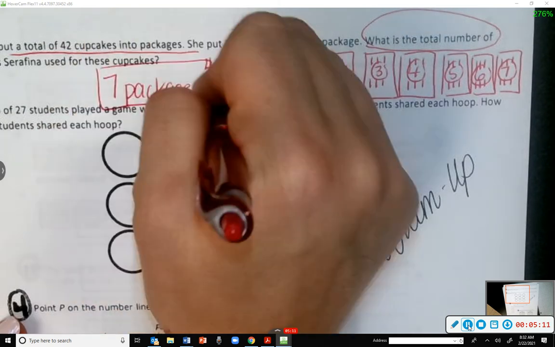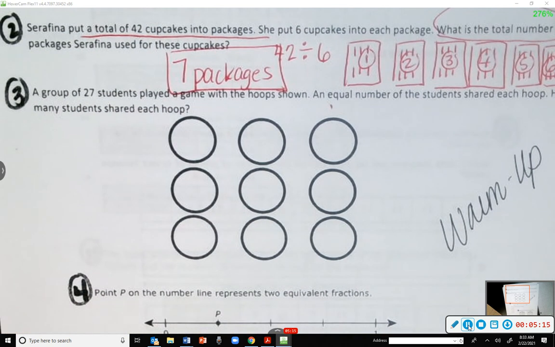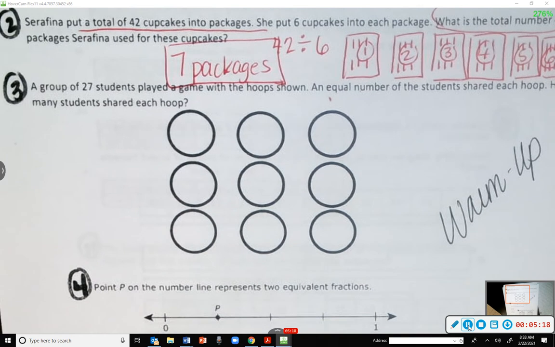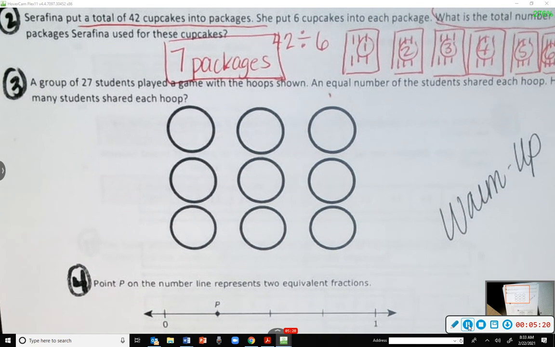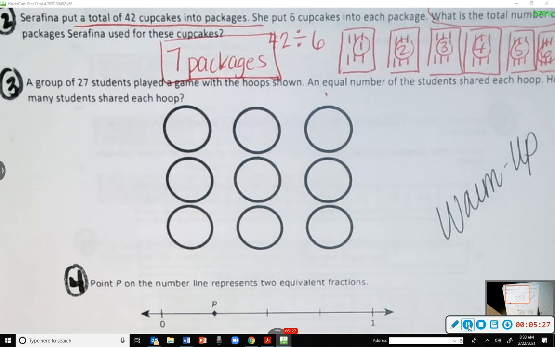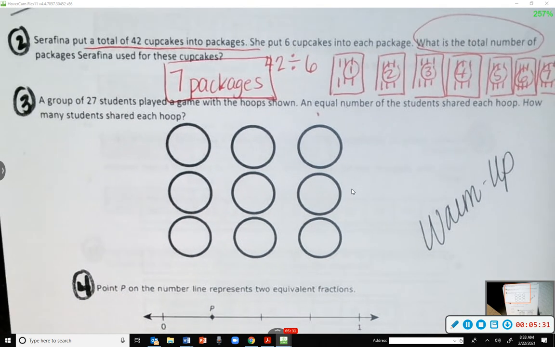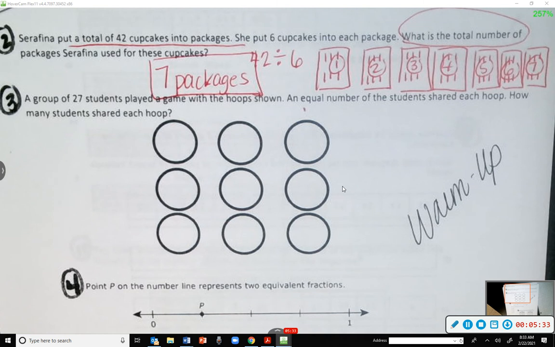And if you don't have enough room on these warm-up pages, use that scratch sheet of paper. Okay? All right, number 3. A group of 27 students played a game with the hoops shown. An equal number of the students shared each hoop. When it talks about sharing, that should give you a clue that you might be doing what? Bryson? Dividing. Good. So I want you to circle that word shared. It's in there twice.